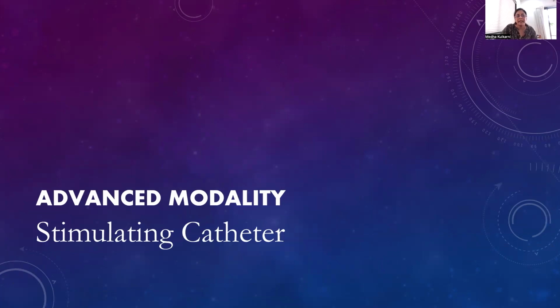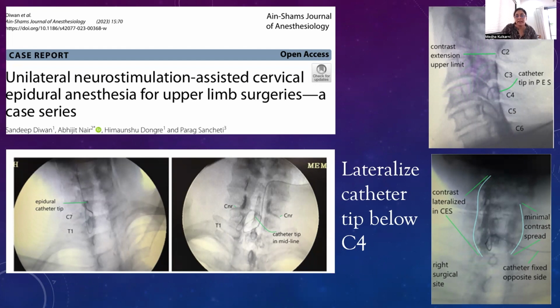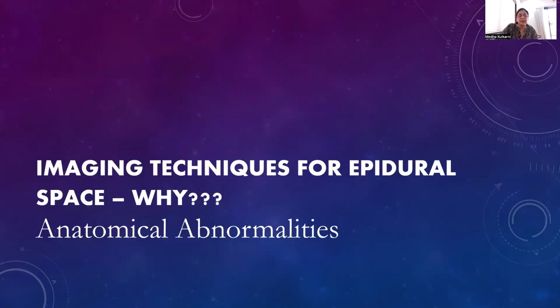And then there's this advanced modality where a stimulating catheter can be used, and this stimulating catheter can be lateralized to one side to provide unilateral analgesia. This has been mentioned, but the practicality of this in day-to-day practice is yet to be ascertained. Then why do we basically need imaging techniques for the epidural space?